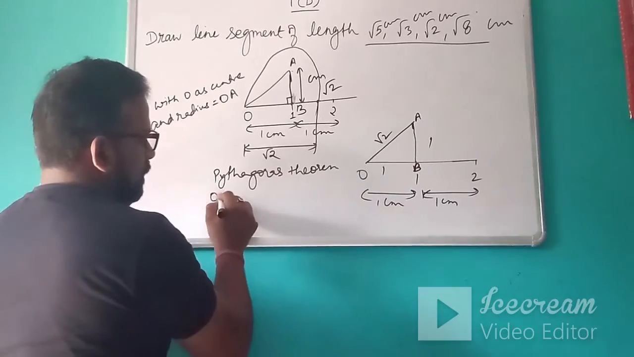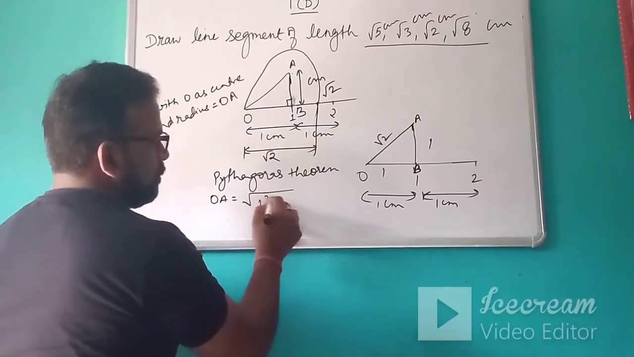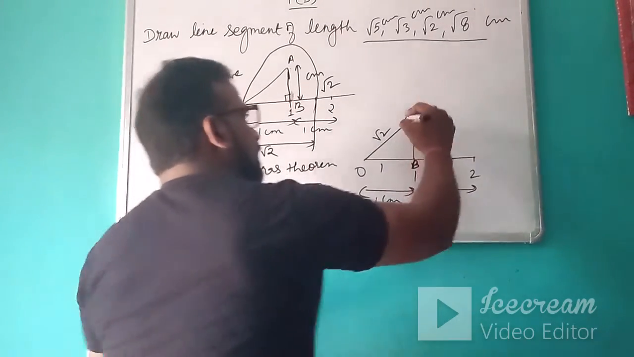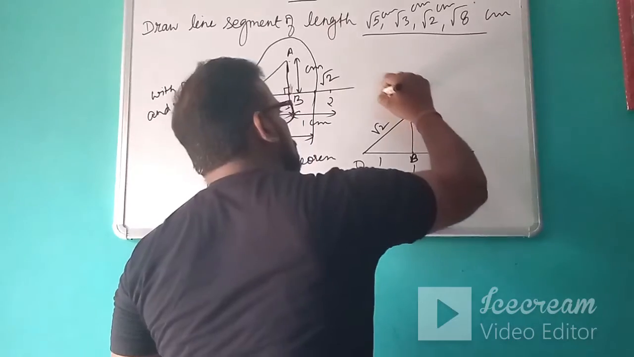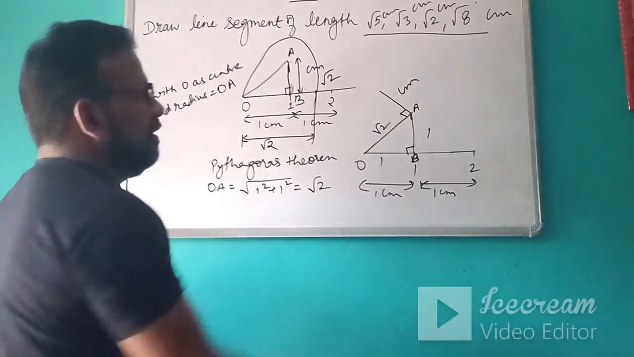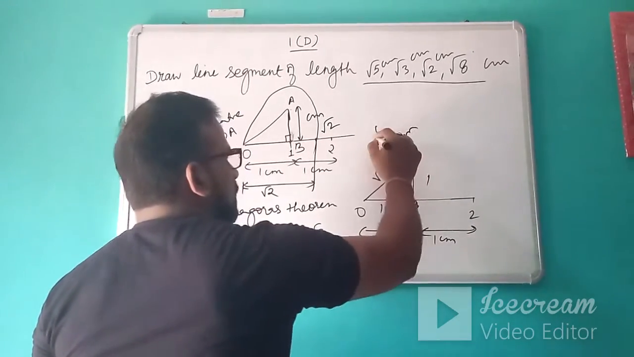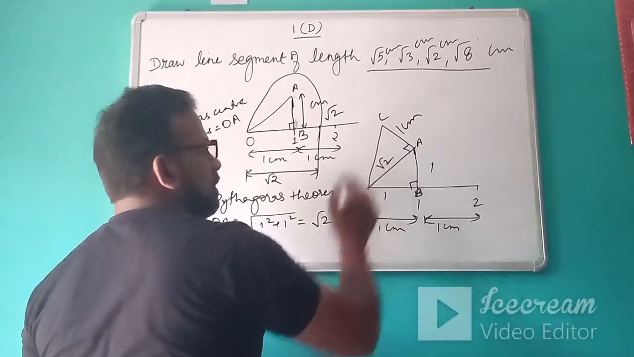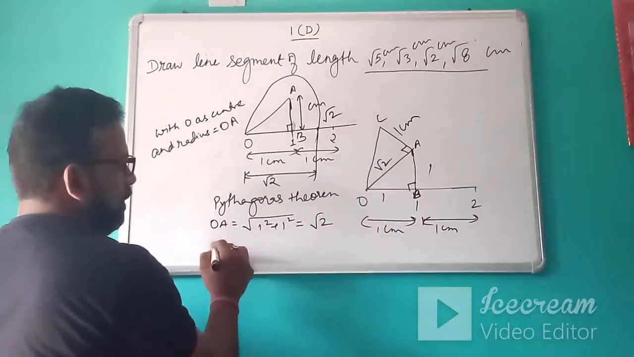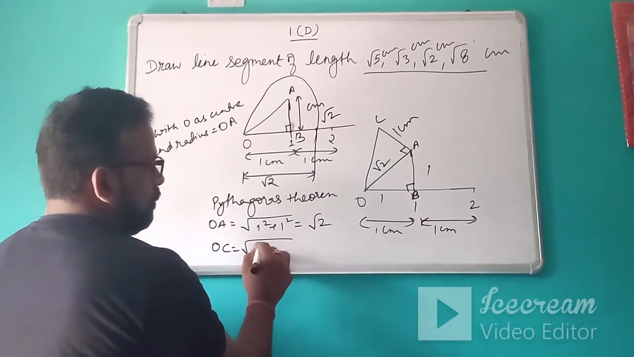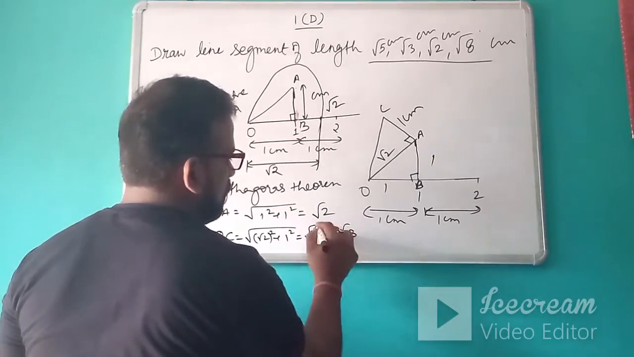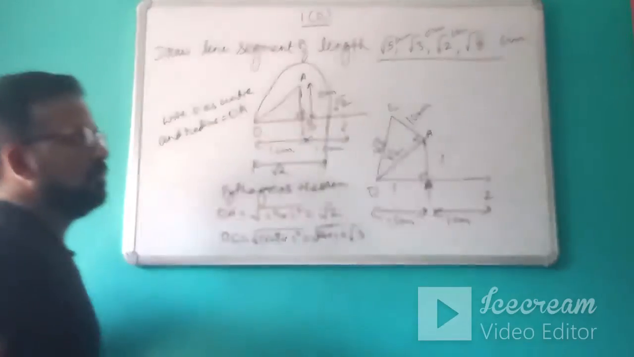So what is OA? OA is equal to under root 1 square plus 1 square, that is root 2. So this is root 2. Now at A again, I will construct a line segment of 1 centimeter and this angle should be 90 degrees. So let it be C. Now we will join O to C. So when you join O to C, again if you use the Pythagoras theorem, you will get OC equal to root of 2 square plus 1 square, that is 2 plus 1, that is root 3. So this is root 3.